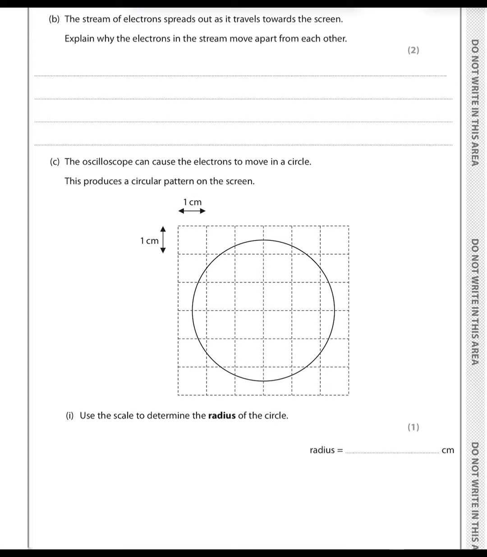Use a scale to determine the radius of the circle. So each square shown here represents 1 centimeter. If we take from the center to the side of the circle, we see that it's represented by 2.5 square sides, which means 1 centimeter plus 1 plus 0.5. That gives us a 2.5 centimeter radius.